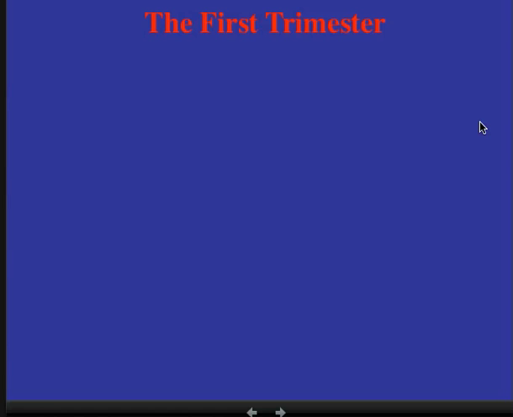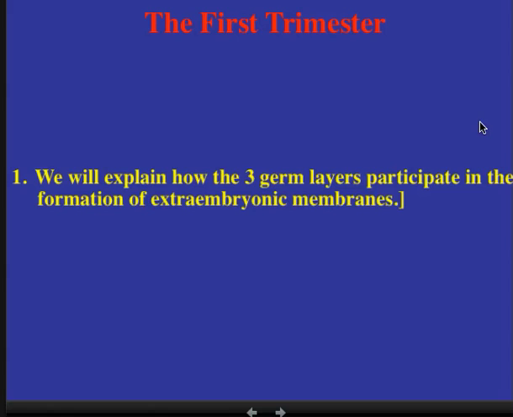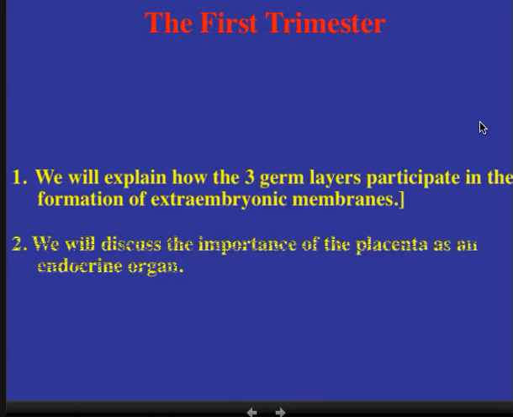Okay, now we're going to address the first trimester. We'll explain how the 3 germ layers participate in the formation of the extraembryonic membrane, and we'll discuss the importance of the placenta as an endocrine organ.